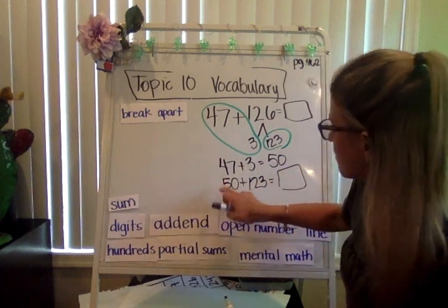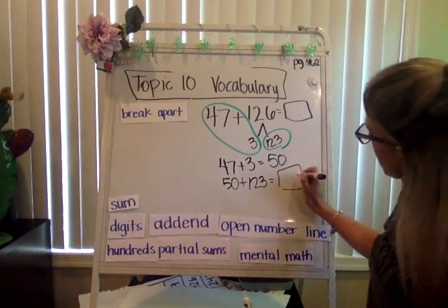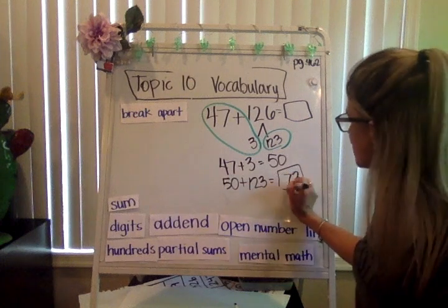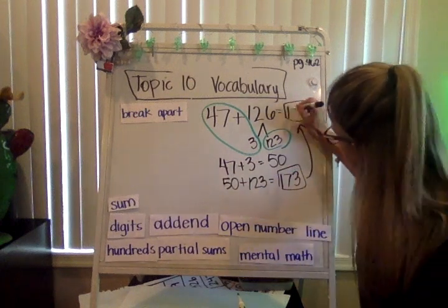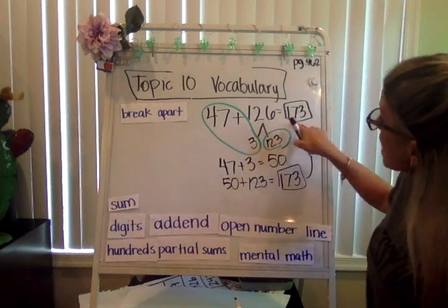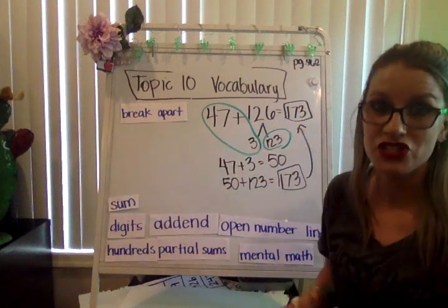I'm going to change that 5. It's not that awesome looking. All right. So 0 ones plus 3 ones is 3 ones. 5 tens plus 2 tens is 7 tens. And then I only have 1 in my hundreds place. So this tells me what the sum is. 47 plus 126 has a sum of 173, and I used the break apart strategy.